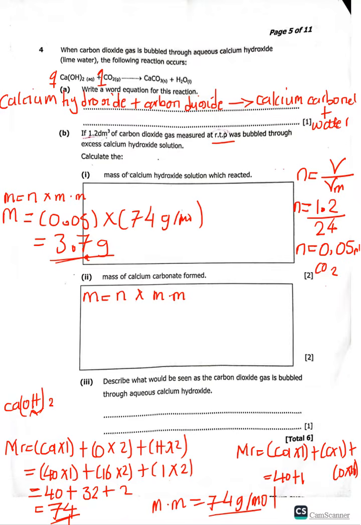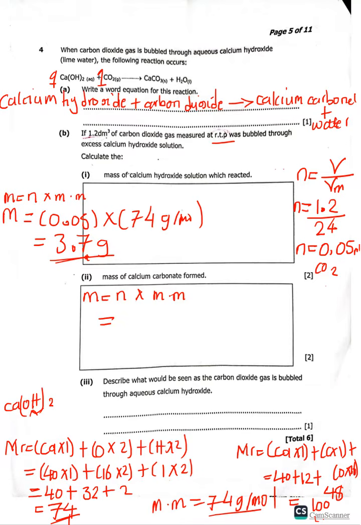Carbon is 12, plus we have 3 atoms of oxygen times 3, 48. So the relative formula mass for calcium carbonate is 100. So therefore the molar mass is 100 grams per mole. Now we need to find the number of moles.